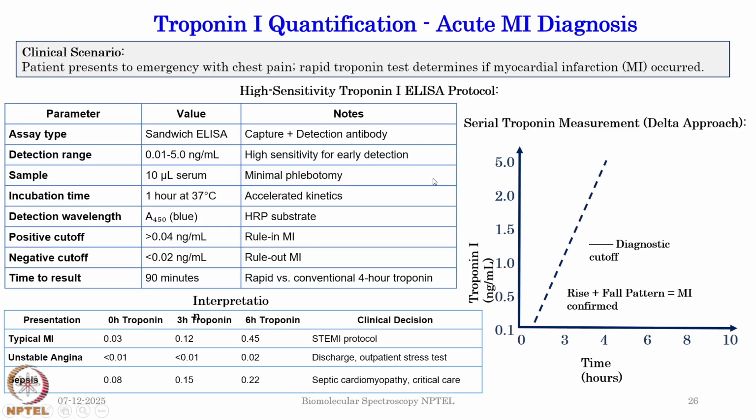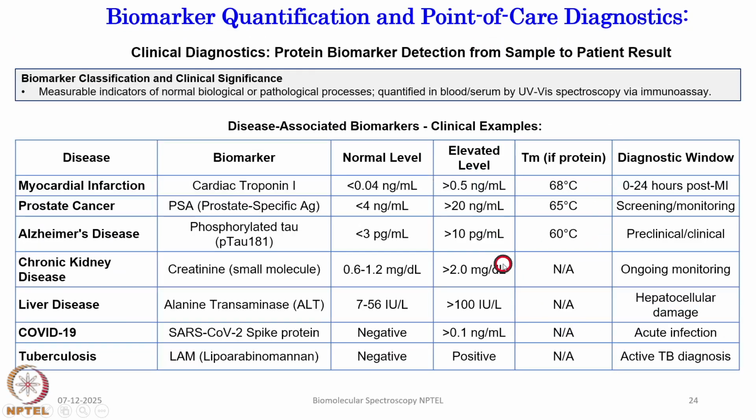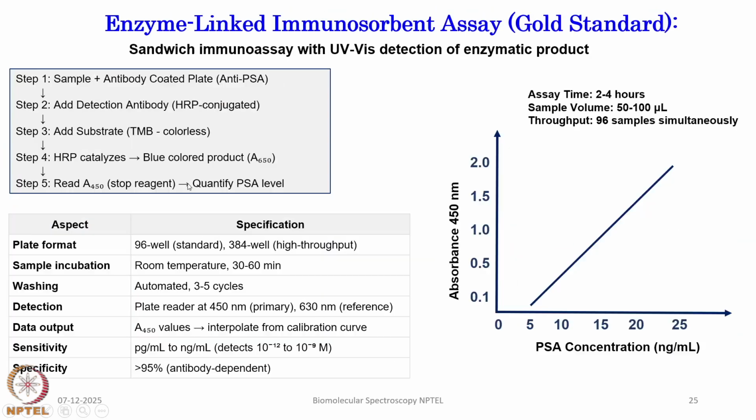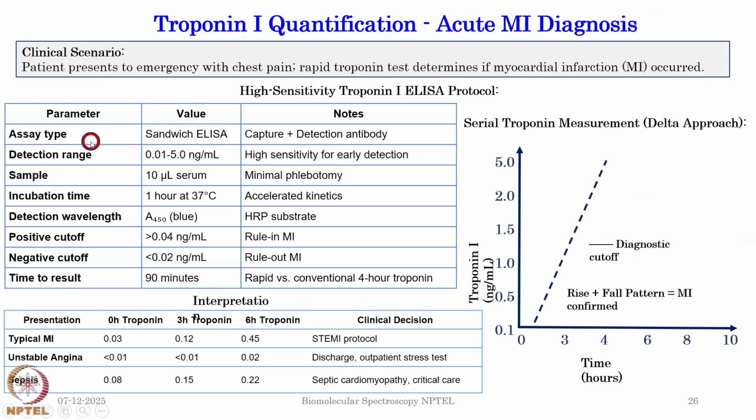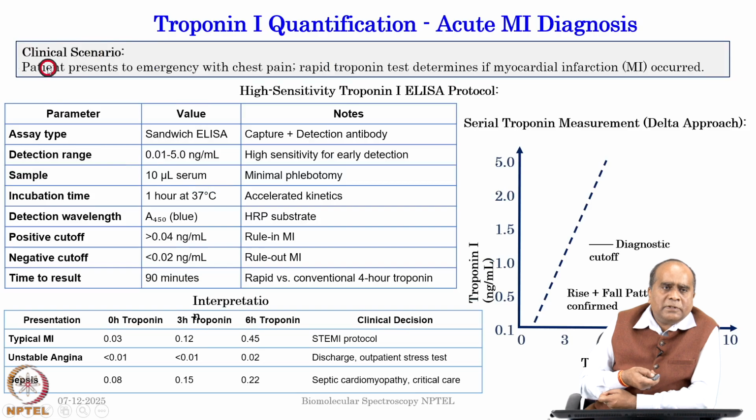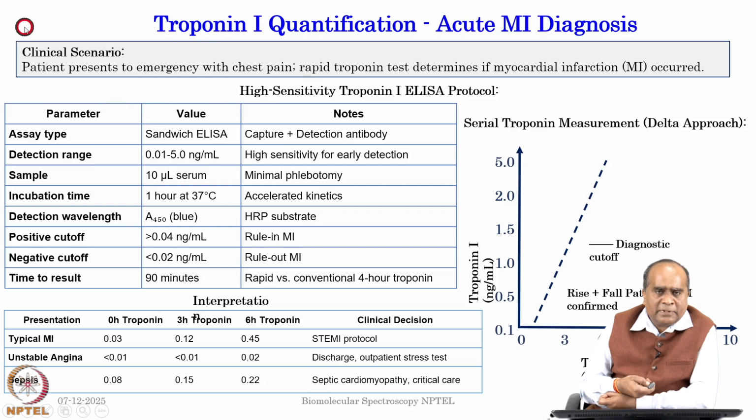Now, as I mentioned here, for myocardial infarction, troponin can be used. So, say, what we are doing in a clinical scenario: a patient presents to the emergency room with chest pain, right. So, you have to find out what is happening to that person.